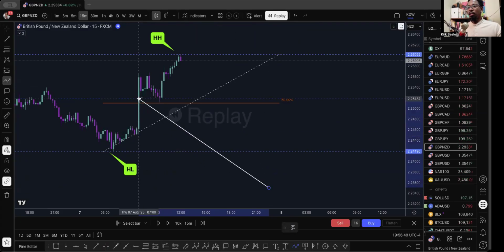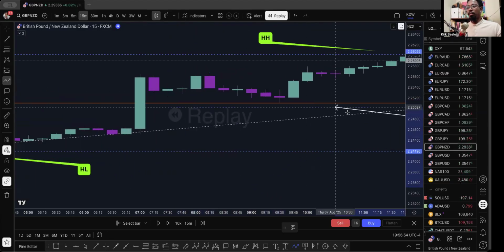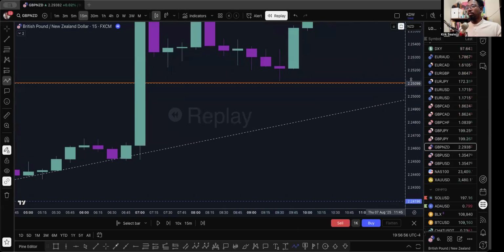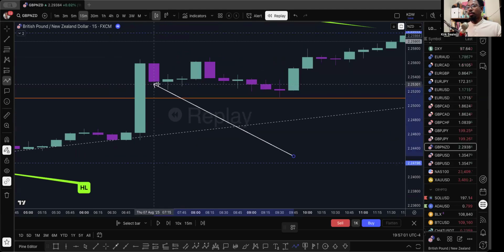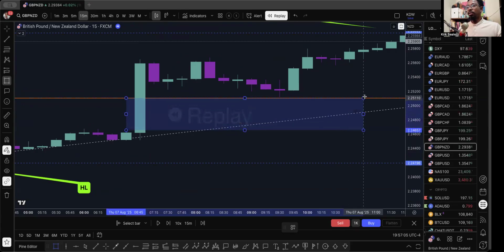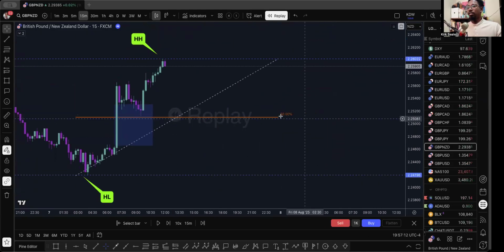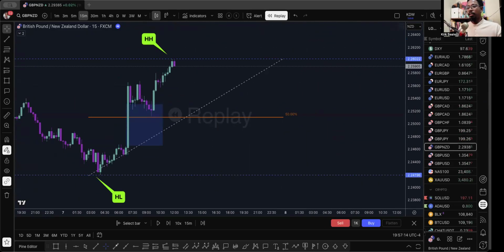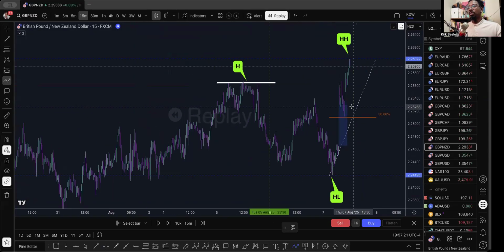So if we count 1, 2, 3, we got 3 candles. This is the top of the wick. Come on, let me zoom in. Top of the wick, bottom of the wick. We got all of this space here. So you're like, you know what? This is potentially some imbalance.